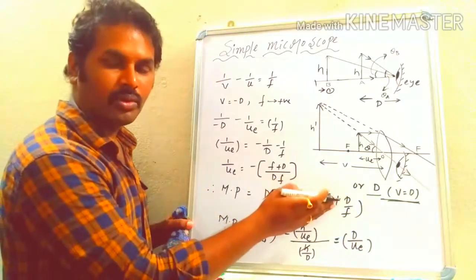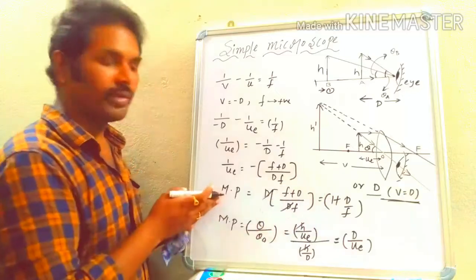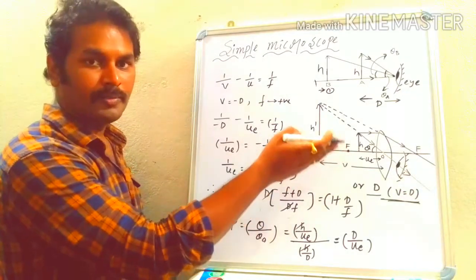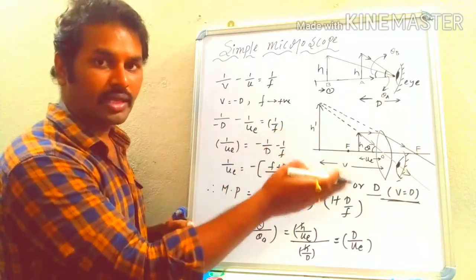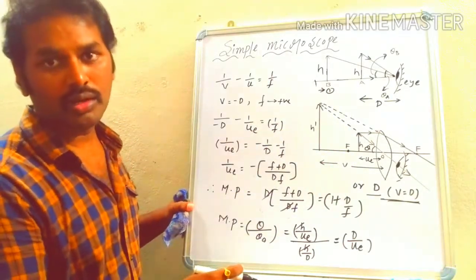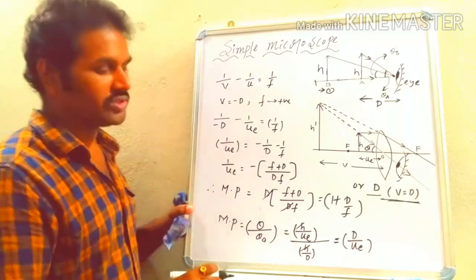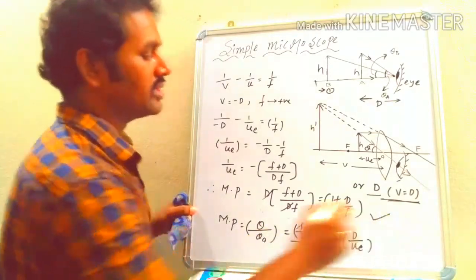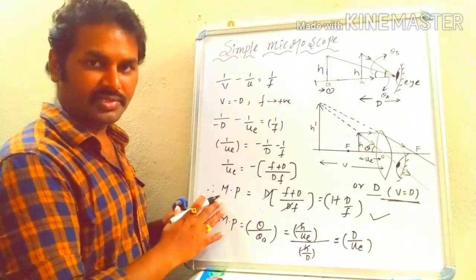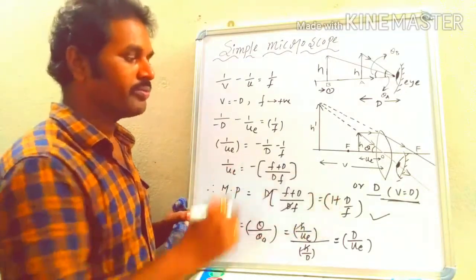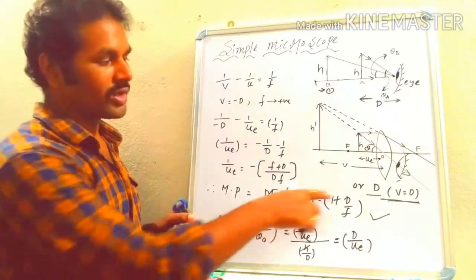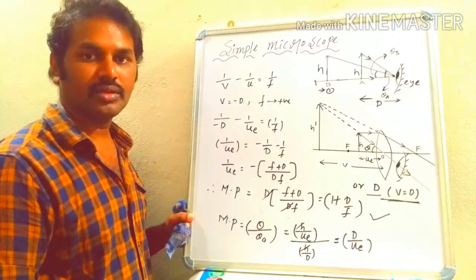So this is the most important expression for the magnifying power of the simple microscope, in the case when the final image is formed at 25 centimeters, the least distance of distinct vision. You got the one result. So please remember, for the first case, magnifying power is equal to 1 plus d by f. While we are dealing with numericals, you can see d is fixed at 25.